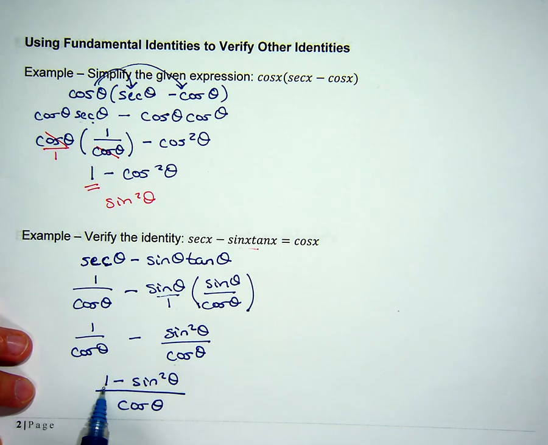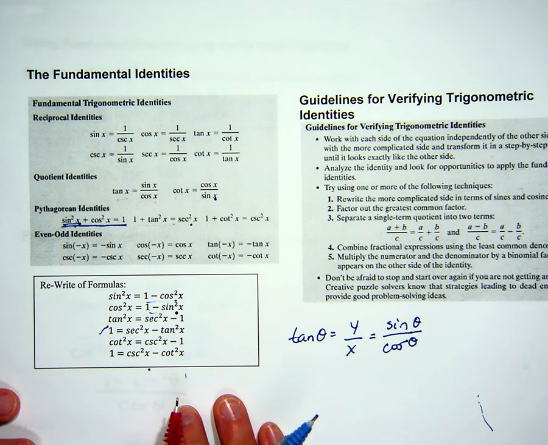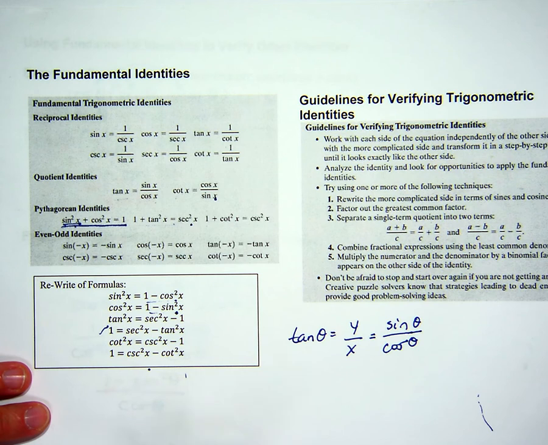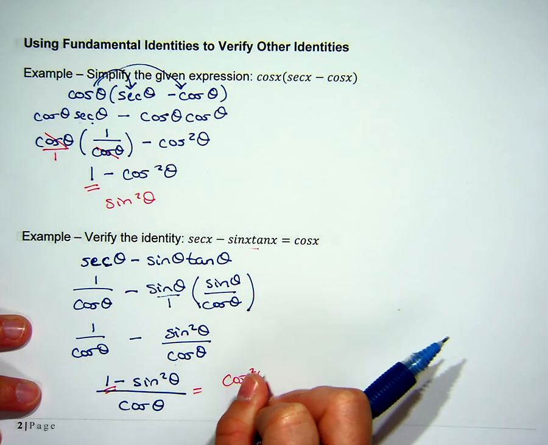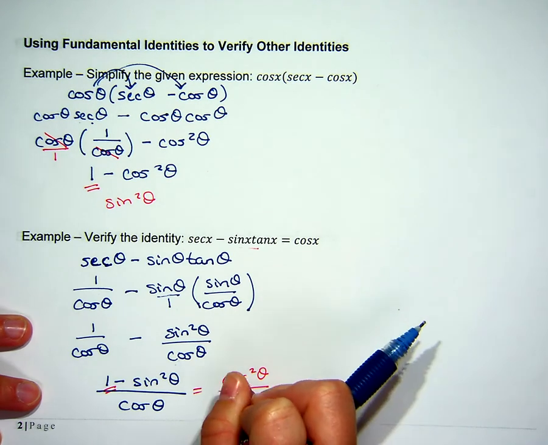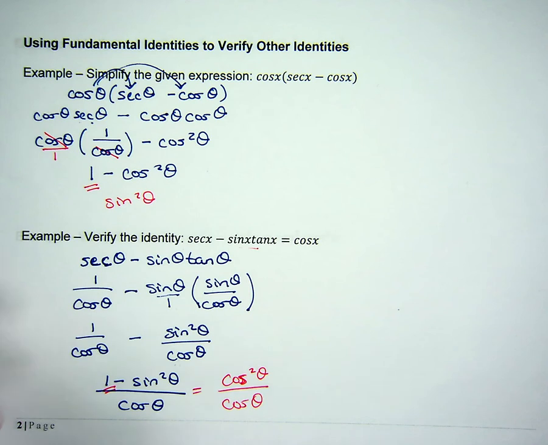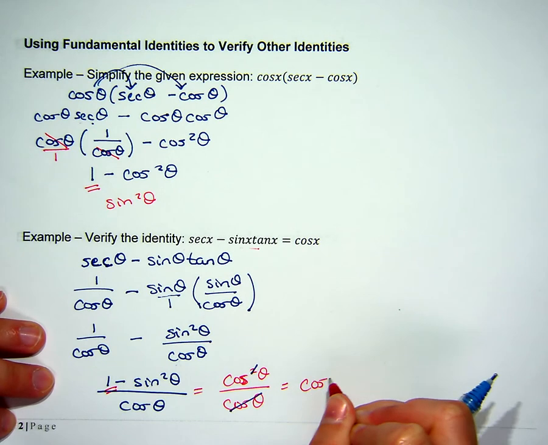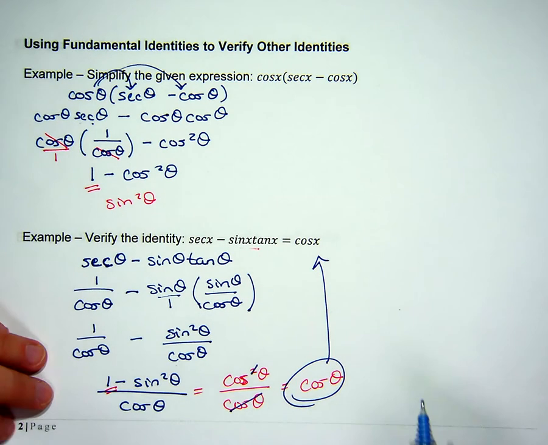Oh, wait a minute, there's a 1. 1s are probably special. Let me go look. Here are our rules again. I'm looking for 1 minus sine squared. Oh, there it is. 1 minus sine squared is cosine squared. That means I've got cosine squared on top over cosine. But wait a minute. Fractions cancel top and bottom, which means that one of these cancels with that, and I'm just left with cosine theta. And isn't this what they said to verify? Yes, so we've solved the problem.